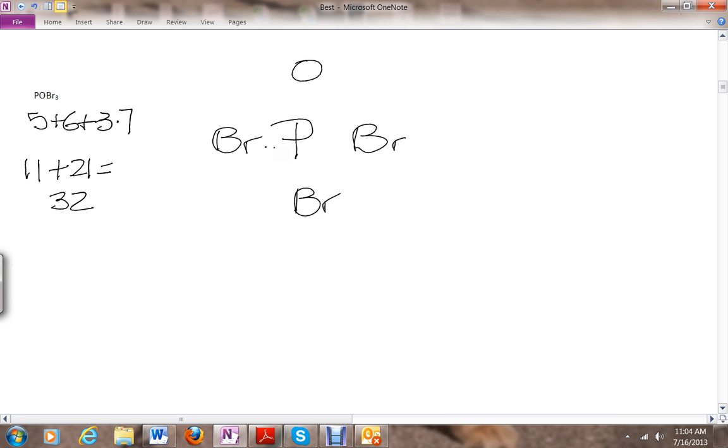So let's start placing the bonds as single bonds. It's going to be 1, 2, 3, 4, 5, 6, 7, 8, 9, 10, 11, 12, 13, 14. It doesn't matter which one you start with. 15, 16, 17, 18, 19, 20, 21, 22, 23, 24, 25, 26, 27, 28, 29, 30, 31, 32. Perfect. Best Lewis structure, we don't know.